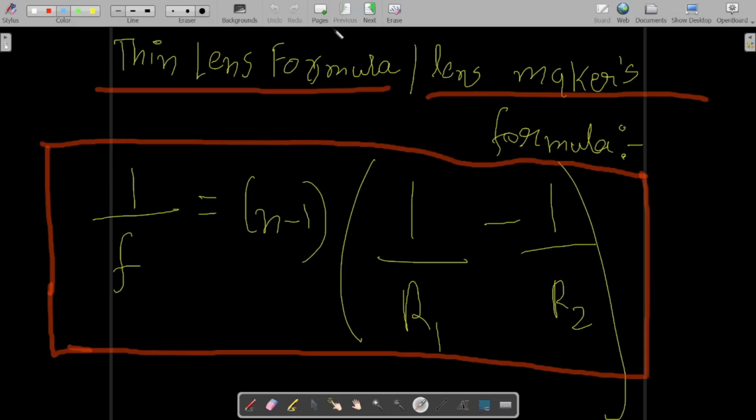Okay, so this is basically your thin lens formula, or you can also call it the lens maker's formula. But note that this is not the lens formula. Just note it down in your notebook. This is not the lens formula.